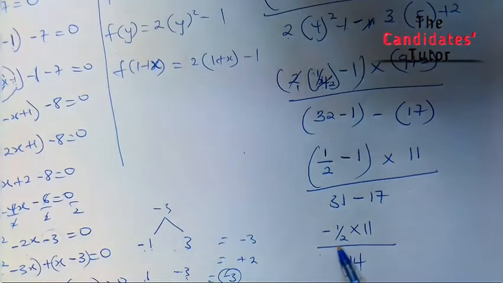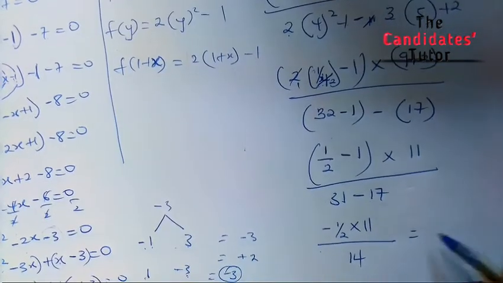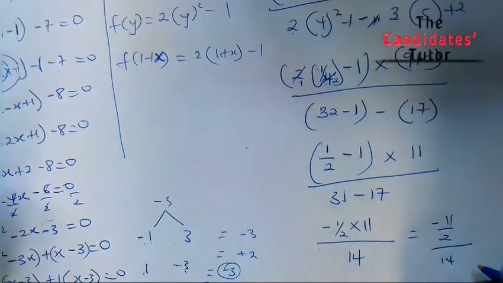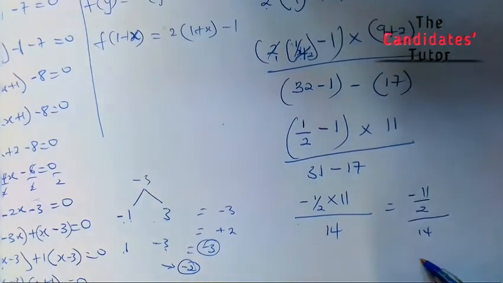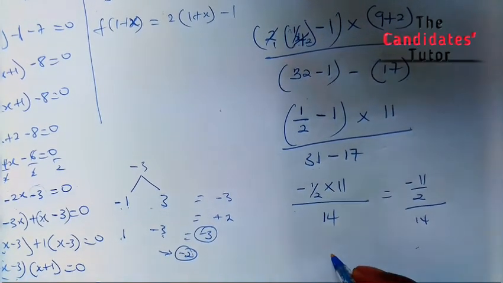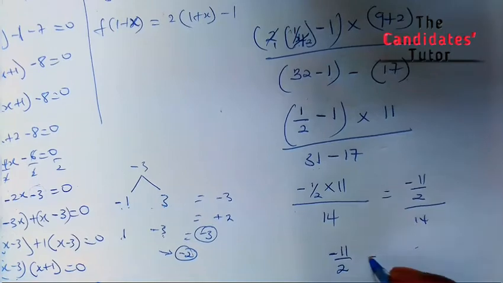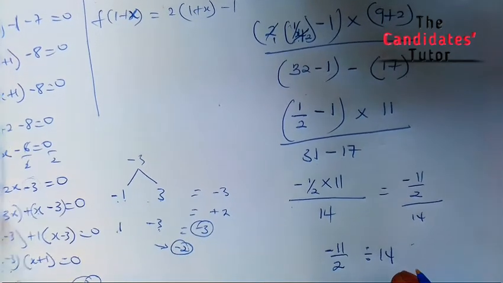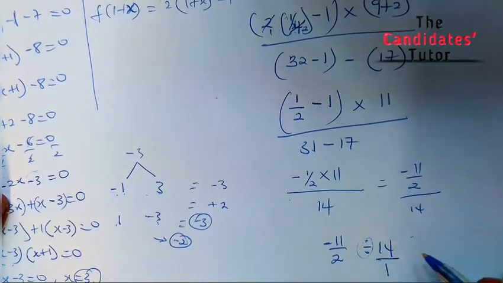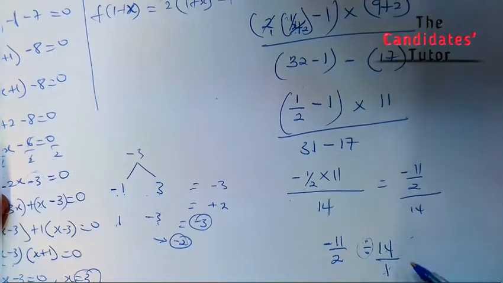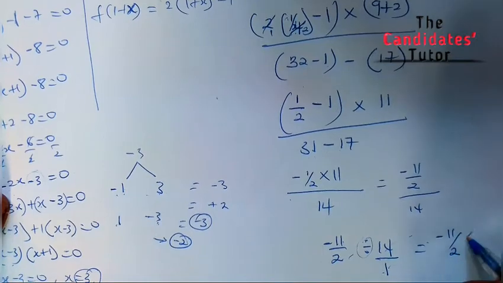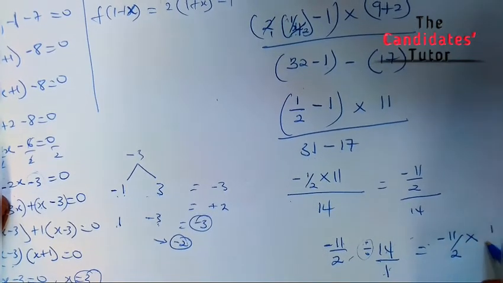Going to multiply negative half by 11, and we are going to get negative 11/2 divided by the 14. So what we are going to do is we're going to reciprocate. What I normally advise students, just to avoid getting confused, is to write it this way: negative 11/2 divided by 14, so that this is over 1. If you have to change the sign from division to multiplication, then it means that we're going to reciprocate this one. So we maintain the first, which is negative 11/2. Change the sign to times, then we have 1/14.